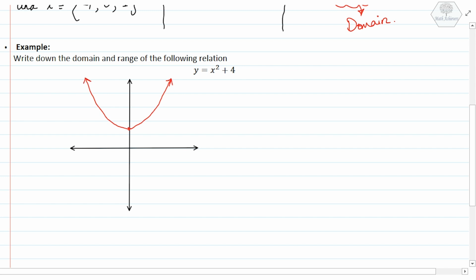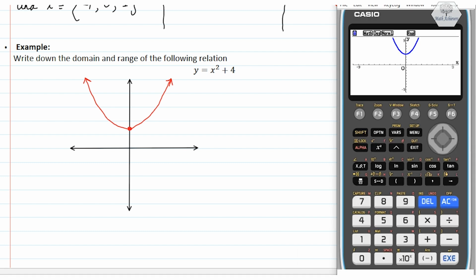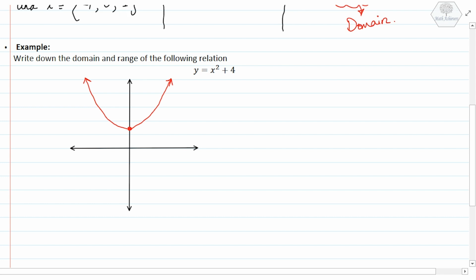I need to check the value of the y-intercept. I go to my calculator, I press Shift and G-Solve, and I go to y-intercept. I have the y-intercept to be 0 with 4. So the y-intercept is 0 with 4.